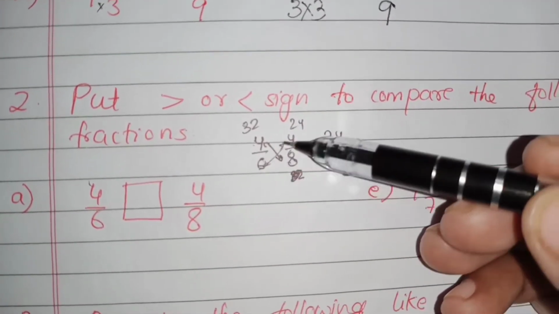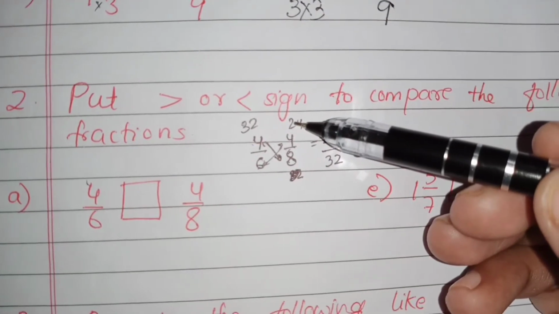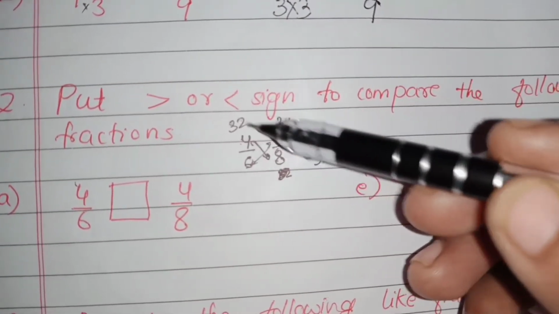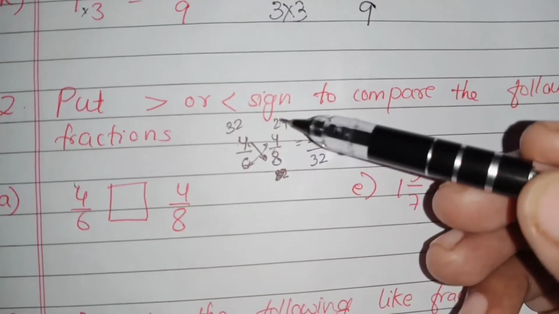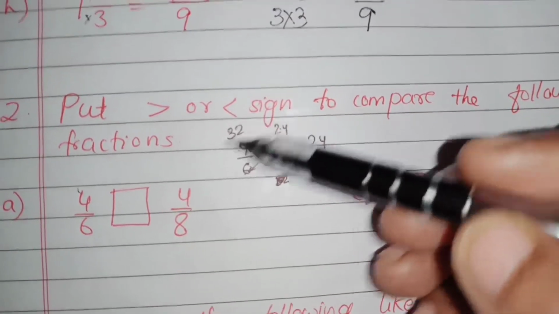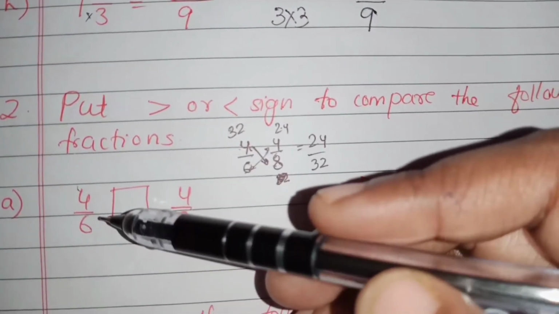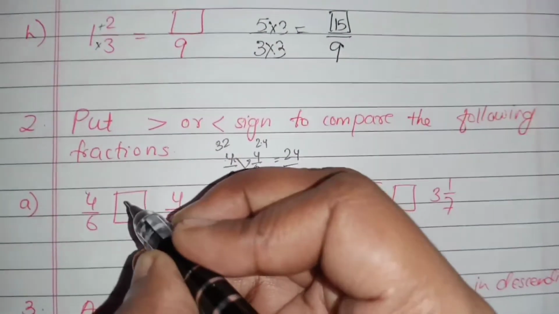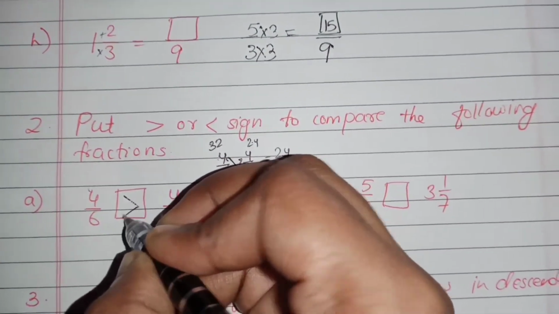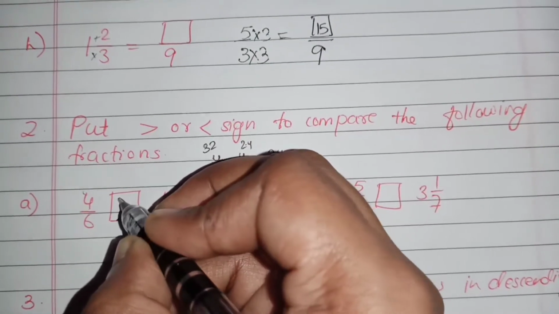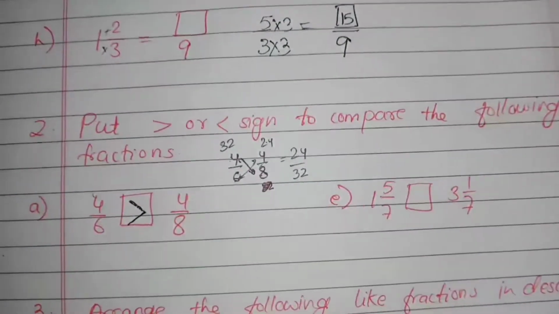What I said, 6 4s are 24. Okay, 4 8s are 32. So which one is greater, 32 or 24? 32 is greater, no? That means this one is greater. Okay, so we'll put the sign in this way. The mouth should be open towards the greater number.